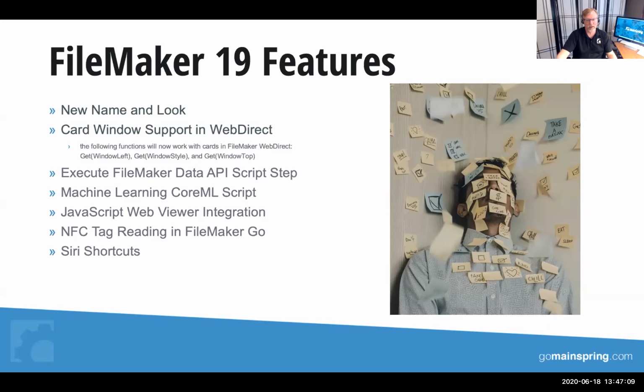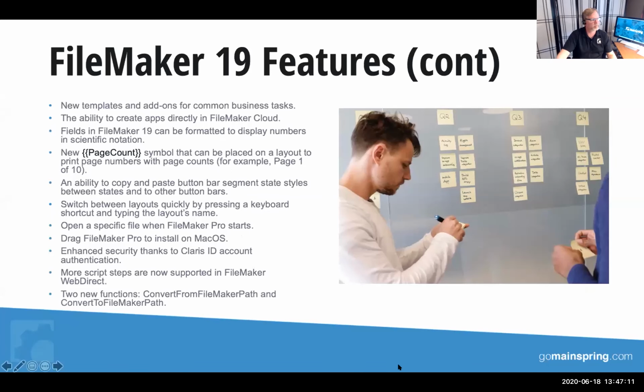Okay, so that's kind of the Mount Rushmore of the 19 features, and then on the next slide we've just got a spattering of a bunch of stuff. There are new templates, the ability to create apps from cloud. The page count is kind of cool because it solves that problem, Page 1 of 10. Ability to copy and paste toolbars. You can kind of read this. Like I said, I'm going to send this out so you don't have to take notes. Nothing too mind-blowing there. It's some good stuff.